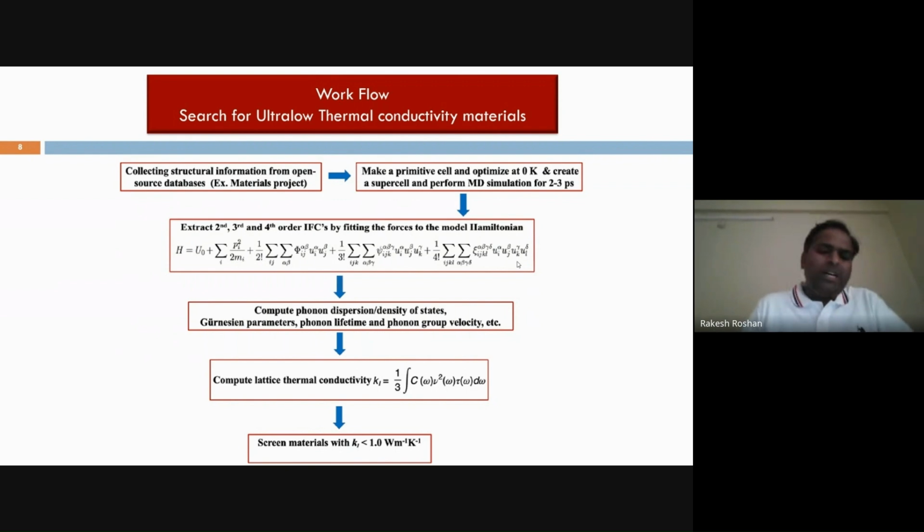The formula is given here. It is 1/3 of C V squared tau, where C is the specific heat, V is the group velocity, and tau is the phonon lifetime. And ultimately, once we get the values, we can screen out the materials which have low thermal conductivity or ultra low thermal conductivity, based on the application that we are looking at.